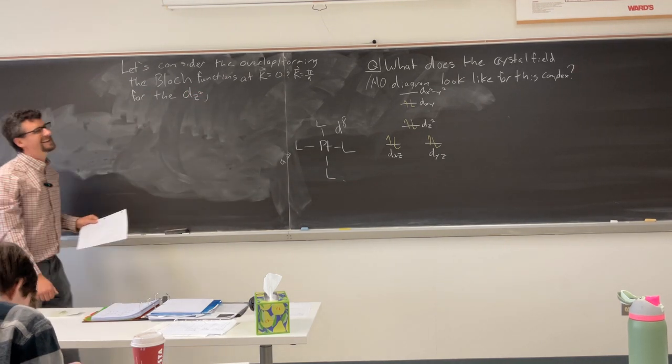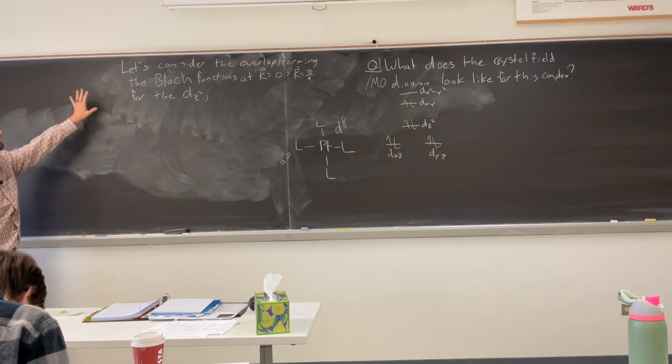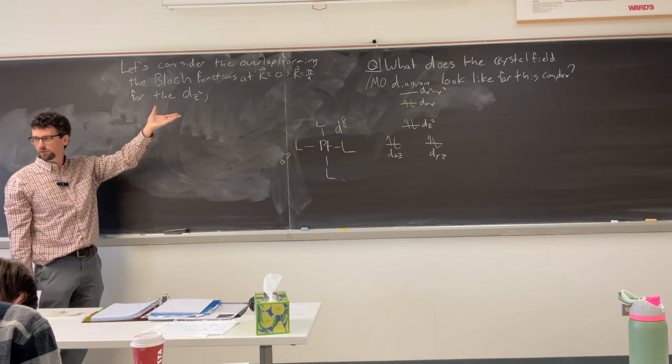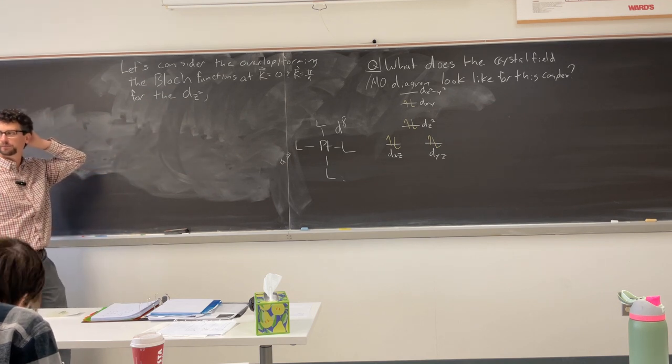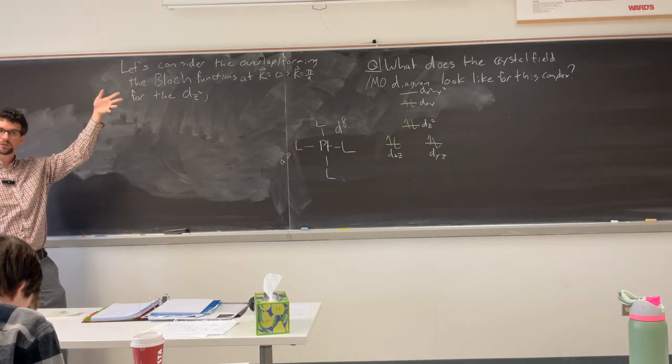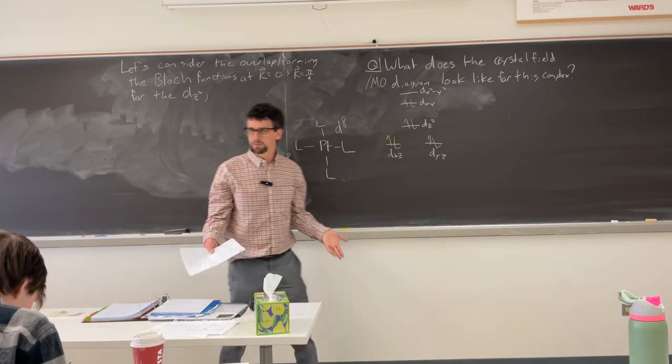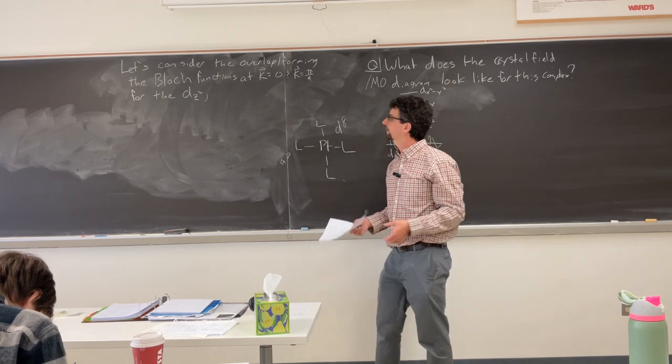Okay, so despite that, we're going to look at the Bloch functions at the zone center. What is the value of k at the zone center? Yep, and at the zone edge, what's that? Pi over a. In this case, our a is 3.3 angstroms, but we can just leave it as a.